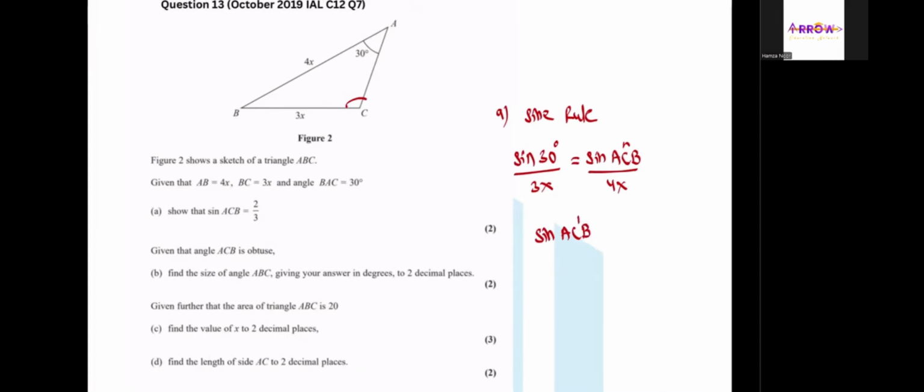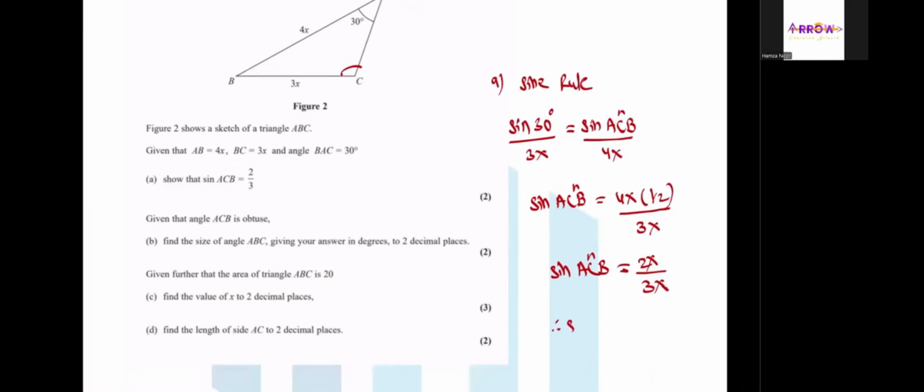So we are going to say that sine ACB is equal to 4x multiplied by sine 30, and the value of sine 30 is half. So 4x multiplied by half divided by 3x. So this means sine ACB is equal to 2x divided by 3x. So x and x get cancelled out. All right. And therefore, we have shown that the value of sine ACB is 2 over 3 as per the requirement of the question. Okay, this was part A.